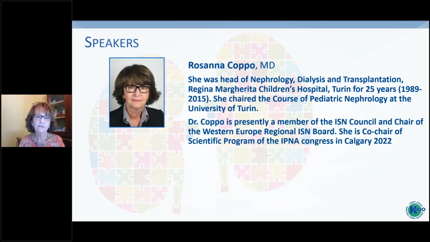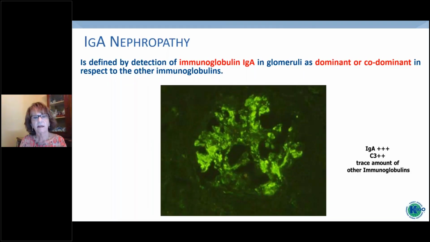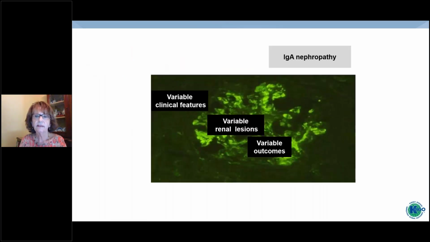I've always been involved in glomerular diseases, in particular in IgA nephropathy. And this is indeed a unique glomerular disease because it is very well identified by the prevalence of IgA as a dominant class in glomeruli. However, this disease has a variable clinical feature and variable renal lesions, as masterfully reported by Professor Agnes Fogo and Professor Jürgen Flöge in the first episode of this webinar series.